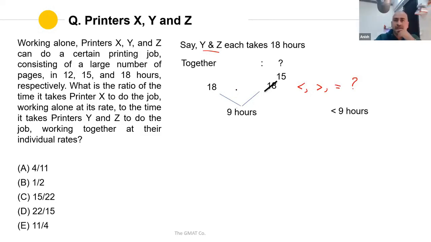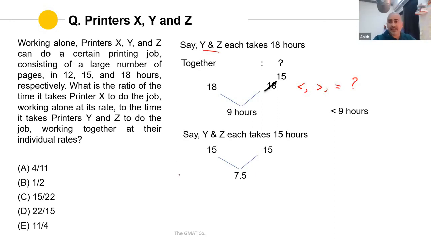In fact, let me not stop there. Let me take it further. What if each of them took 15 hours, let's say? Then how long would they take to finish off the work, working together? 7.5 hours, right? Yep. Given that in our situation, one machine actually takes 18 hours and not 15, what can we say? Would that total time be more, less, or equal to 7.5 hours? It would be more than 7.5 hours. Indeed. So what's the ratio that we're looking for?